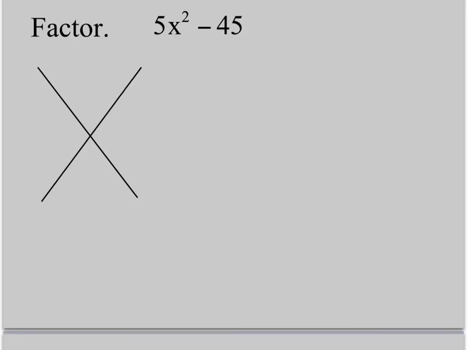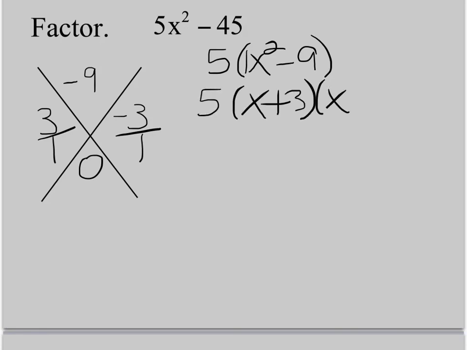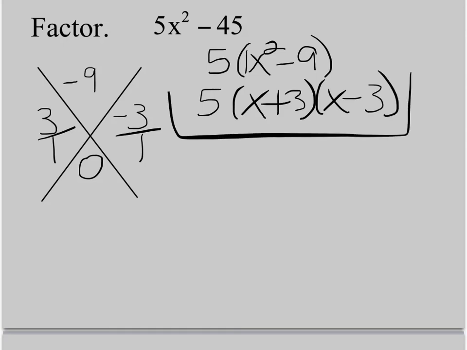We're going to skip this one. On to the last one. There is something that I can factor out of both. Both are divisible by 5, and I'm going to be left with x squared minus 9. So in my x, I have negative 9 on top and 0 on the bottom, which gives me 3 and negative 3. Remember that a is 1. So I end up with 5, don't forget the 5, and then x plus 3 and x minus 3.